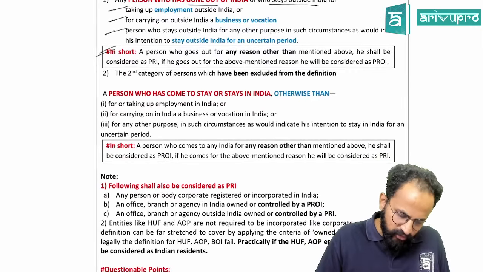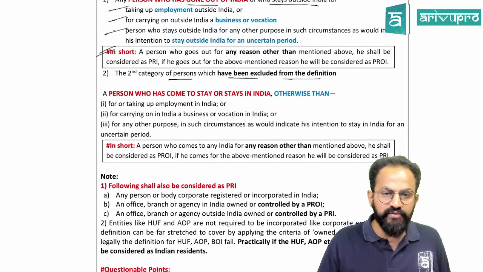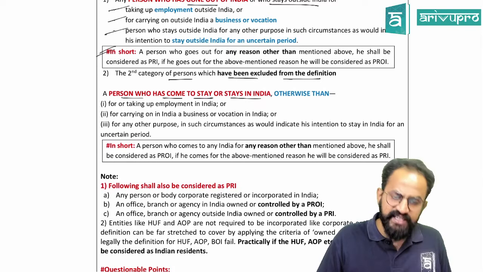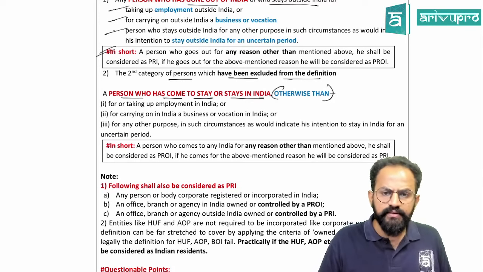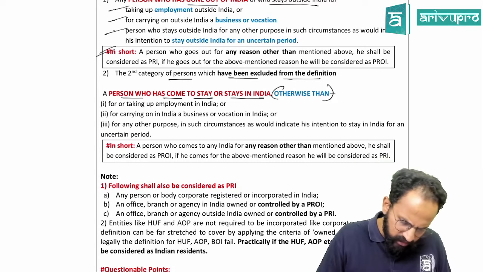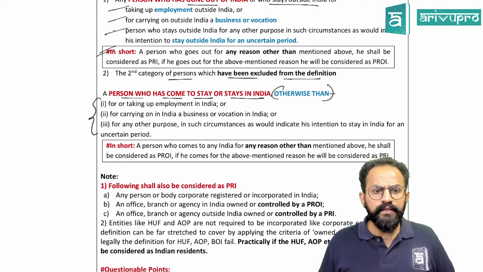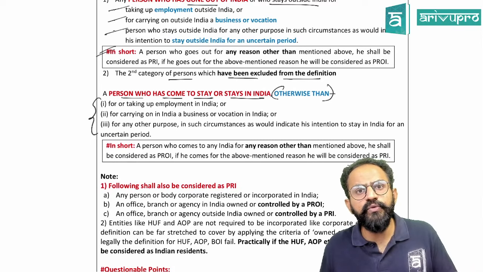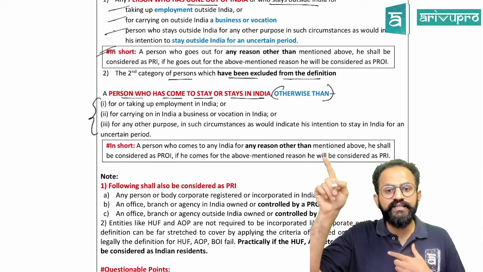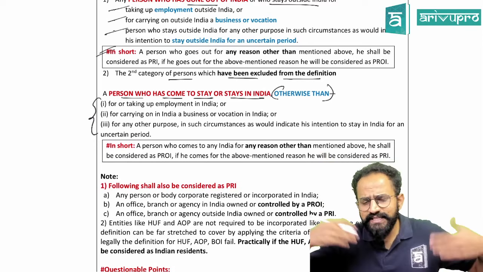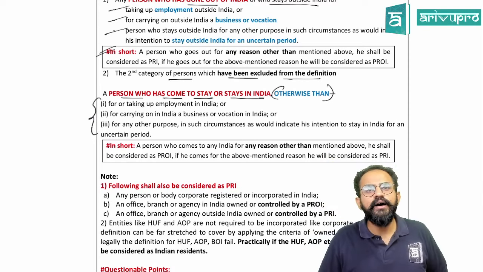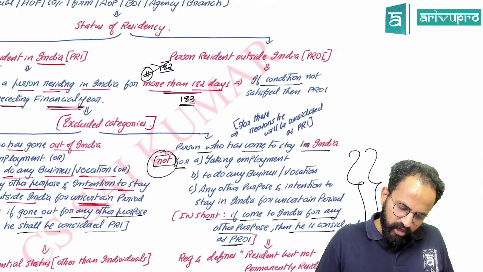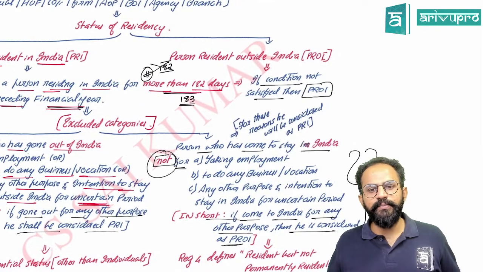The second category of persons excluded from the definition: a person who has come to stay or stays in India otherwise than for these three. Meaning he has come to stay in India not for these three. If it is for these three, he is included in the definition of PRI. If he is coming for any purpose other than these three, he is excluded from PRI. That's all. Are all of you clear? So if the conditions are not satisfied, then he is a PROI. As simple as that.